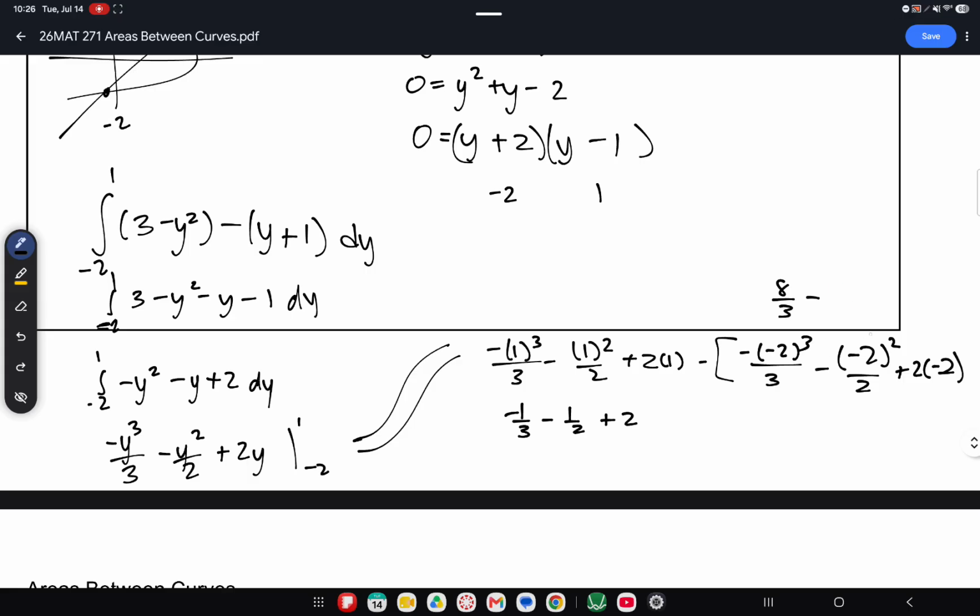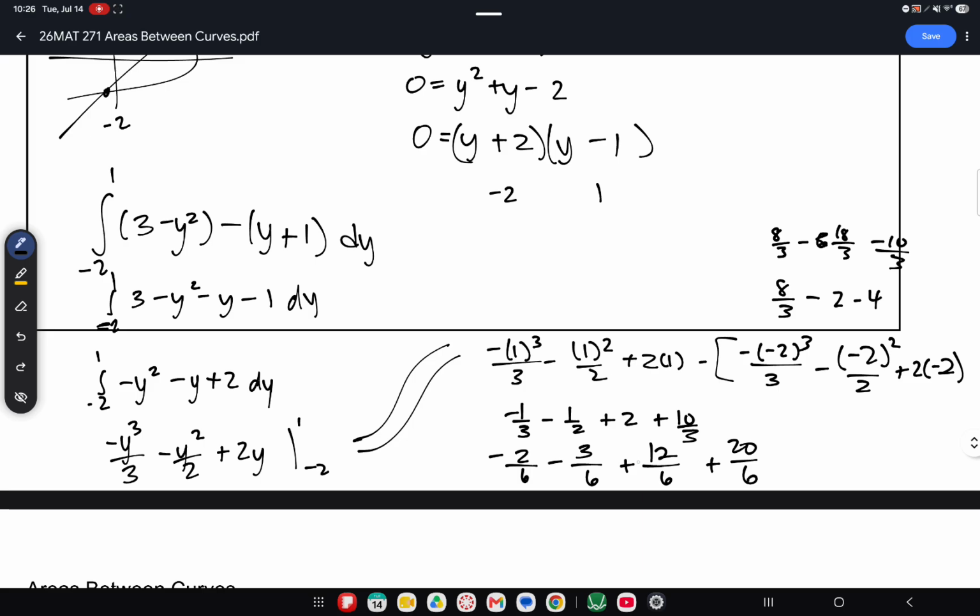8/3 minus 2, and then minus 4. So if I go a little further here, that's going to be 8/3 minus 6. Let's make that 18/3. So negative 10/3, but it's minus. So we'll add 10/3, and then let's make this all in a common denominator. Let's do 6. All right. So negative 5.